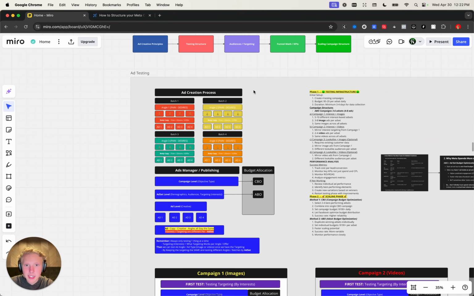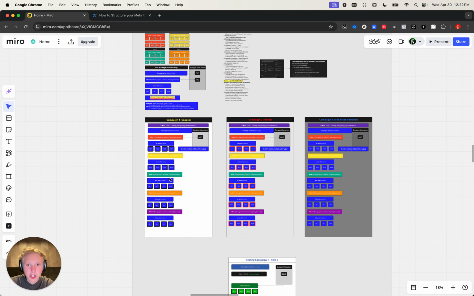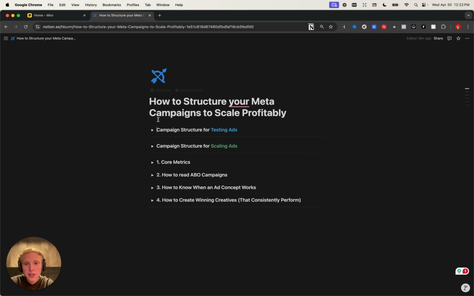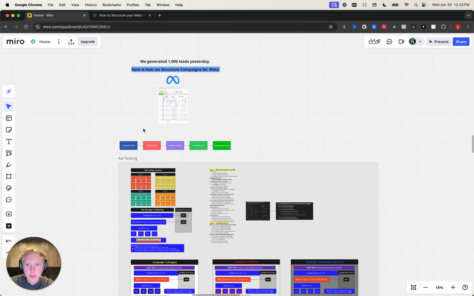I'm going to go deep into the ad creation process, the ads manager, publishing, how you can even structure your campaigns, and then I'm going to go over the scaling campaign. And if you stay to the end, you'll be able to get access to this document as well. So let's get into it.